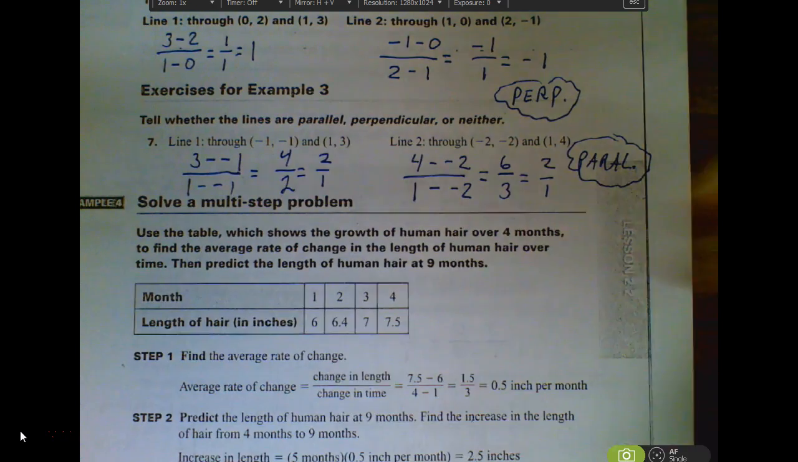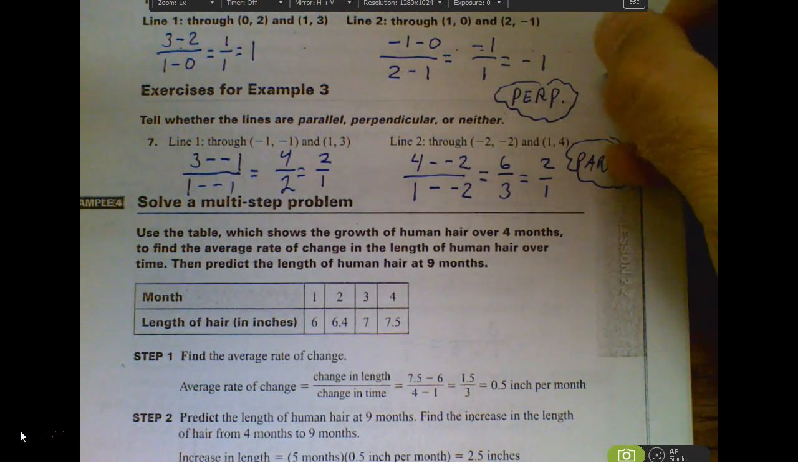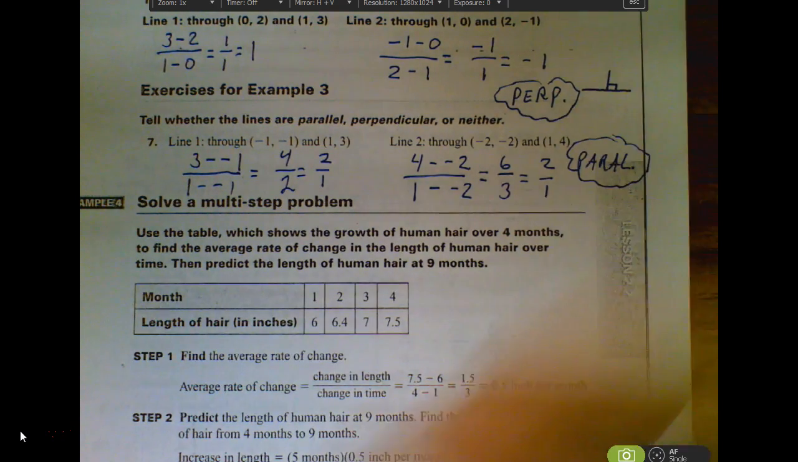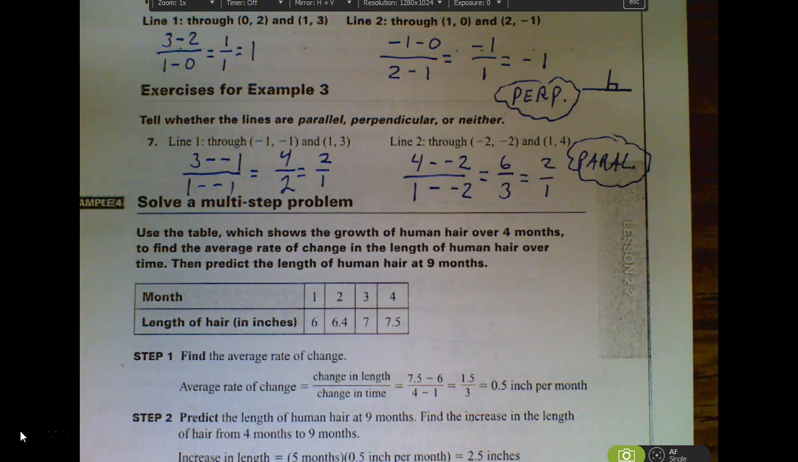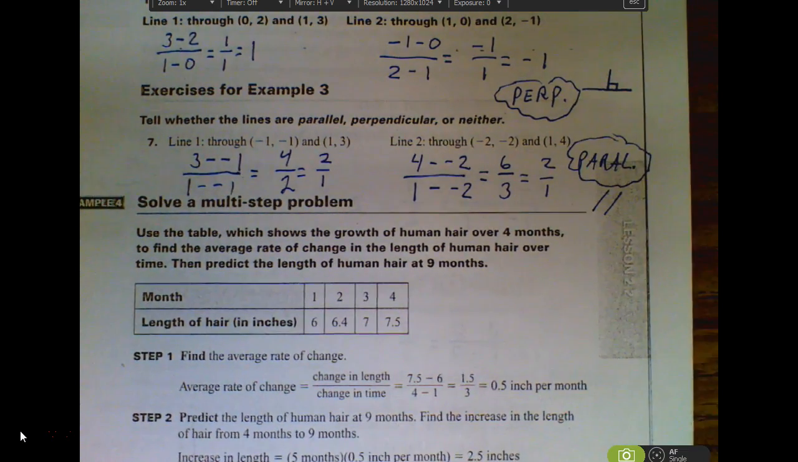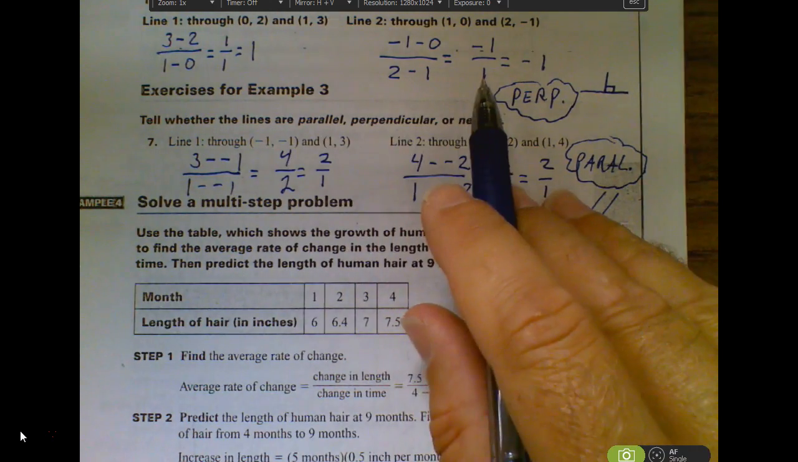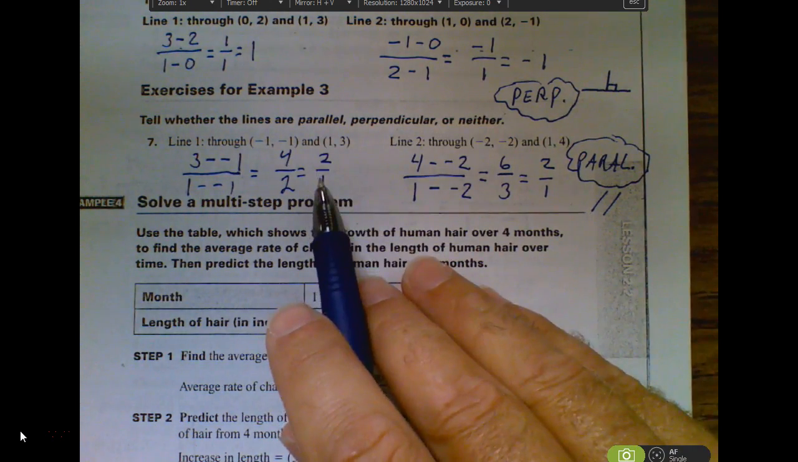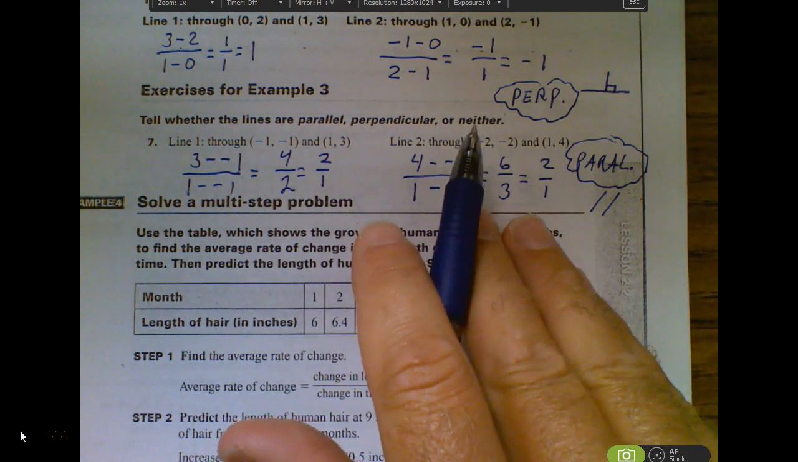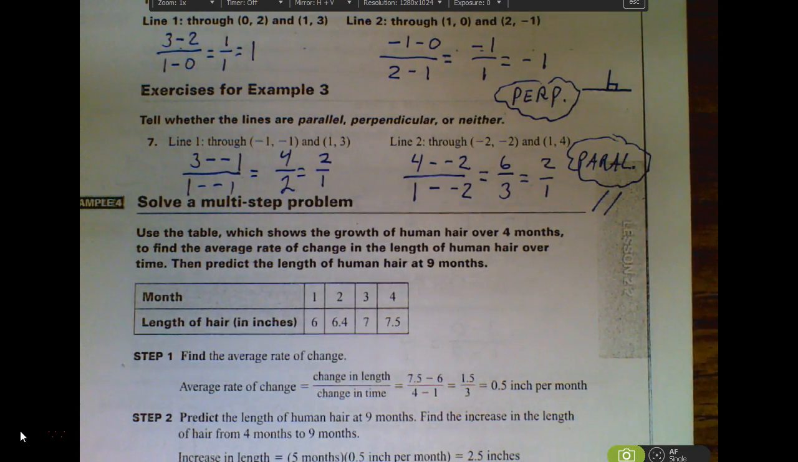So quick side note on these. Remember that perpendicular lines are ones that basically form a T, right? They would form a right angle if you were to compare them to each other, whereas parallel lines are ones that flow the same direction, right? They would never intersect each other. Looking something like that. If you ever run into cases where they're not opposite reciprocal and they're not equal, like these ones were, then we would just say they are neither parallel or perpendicular.